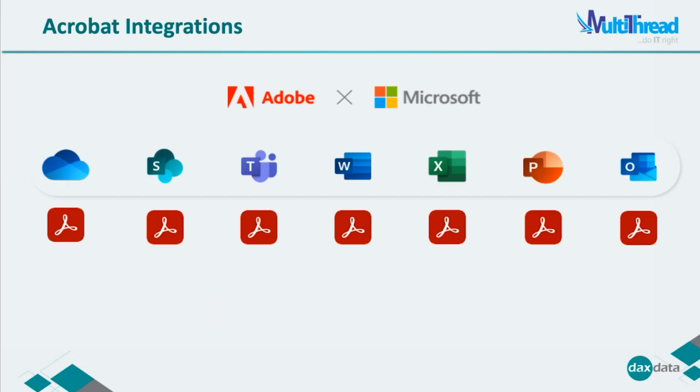So we spoke a little bit about the integrations, and this integration is just with Acrobat itself. So Acrobat can integrate into OneDrive, into SharePoint. It has got some integrations into Teams, and I'm going to talk a little bit more about that in a moment. It can directly integrate with Word, Excel, PowerPoint, and Outlook.